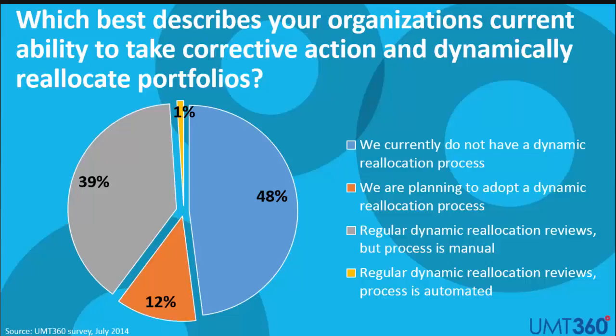48% actually said they do not have a process around dynamic reallocation as we define it. Another 12% are planning to, so 60% either don't have one or are planning to have one in the future. The 40% or 39% here do have a process, but again, it's a manual-driven process versus automated, and a whopping 1% said that they have an automated process for dynamic reallocation. So again, there's an opportunity to establish this process for many organizations, and certainly to automate it and streamline that process for organizations that already have some of the concepts in play.